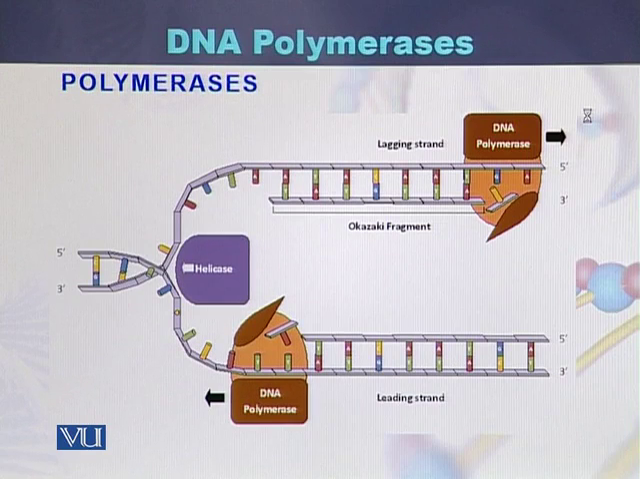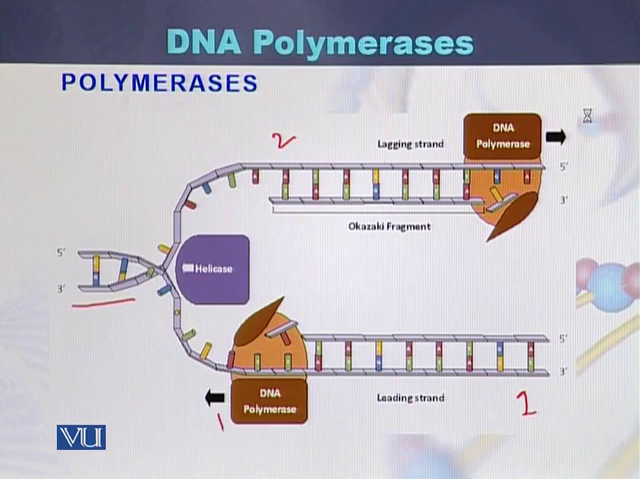Here we can see how DNA polymerase extends the newly synthesized strand. DNA is double stranded. This is strand number 1. Let's say this is strand number 2. Here DNA has been denatured, and both strands are separate from each other.